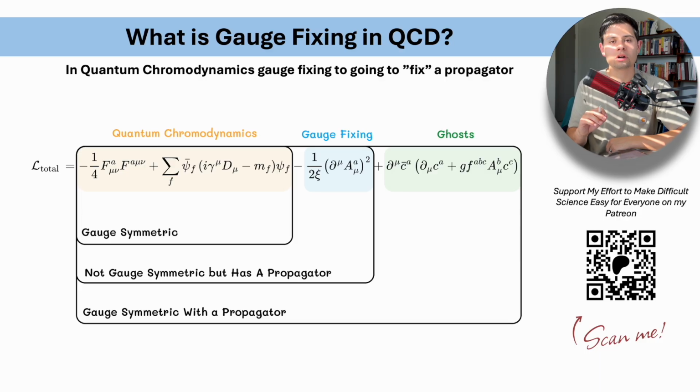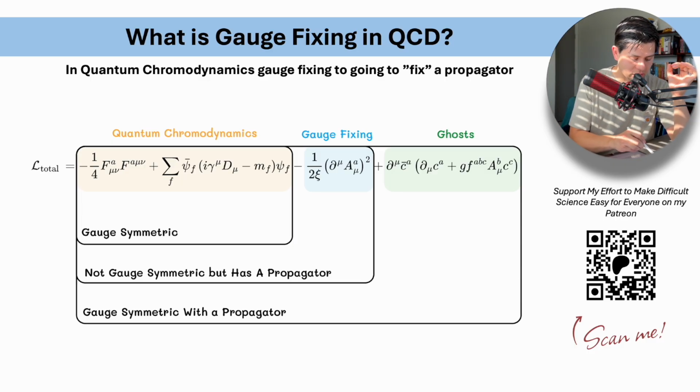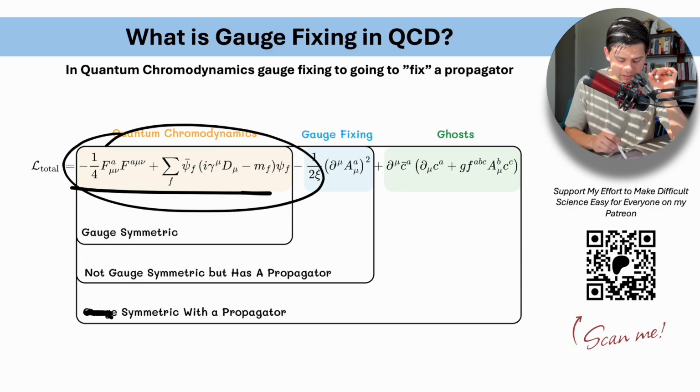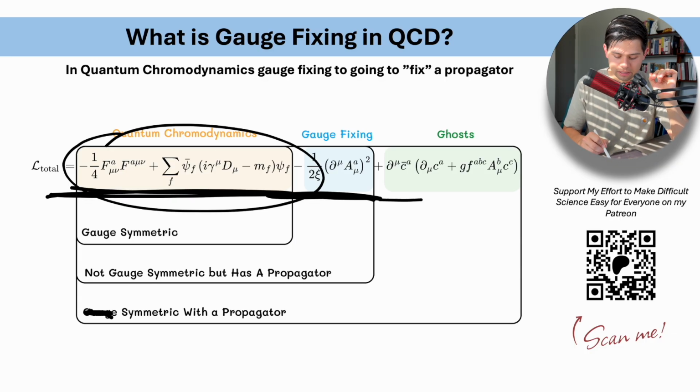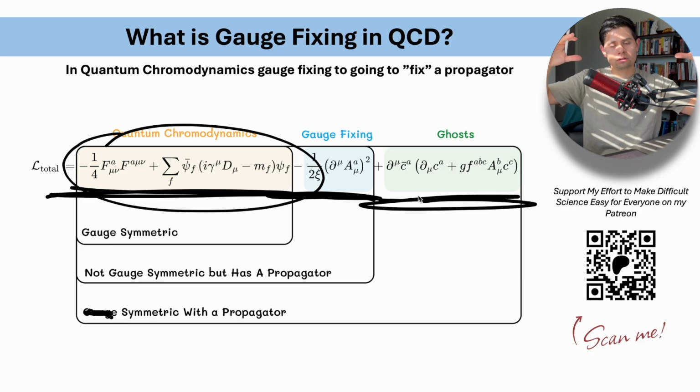And ghosts are these non-physical fields that are going to help us in regaining the symmetry. But that symmetry that we regain is not gauge symmetry per se, because the gauge symmetry came from here. So this is not really gauge symmetric, right? This is what's gauge symmetric. Adding this breaks the gauge symmetry. Adding this regains symmetry, but it's not gauge symmetry. It's something broader than gauge symmetry.